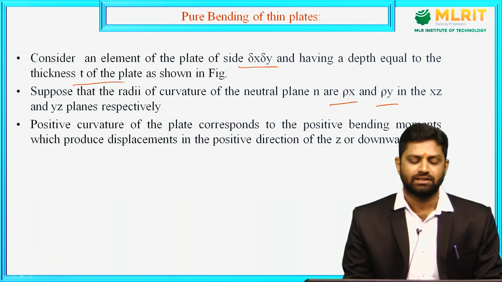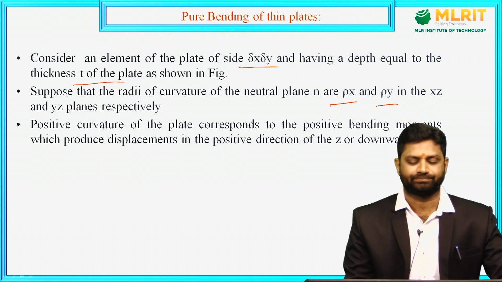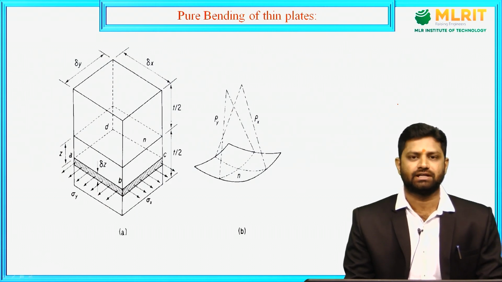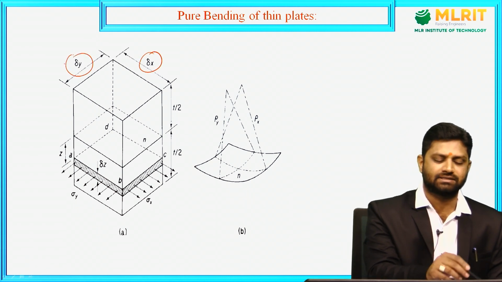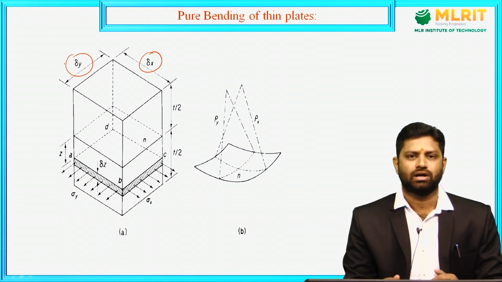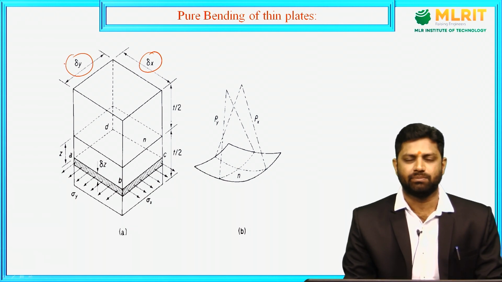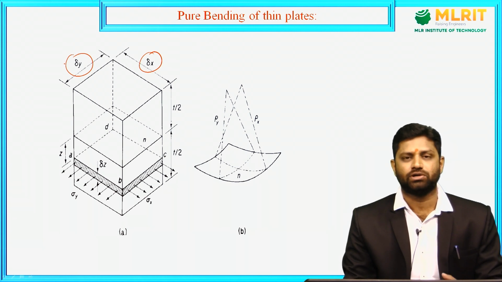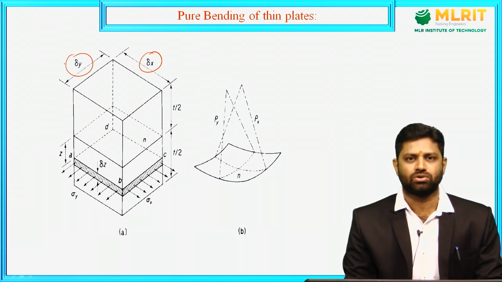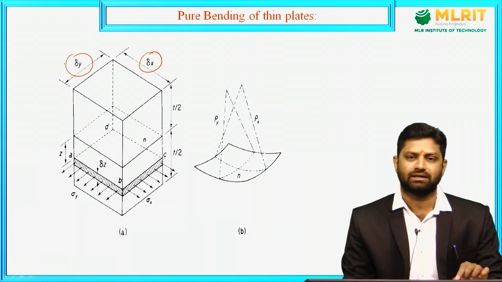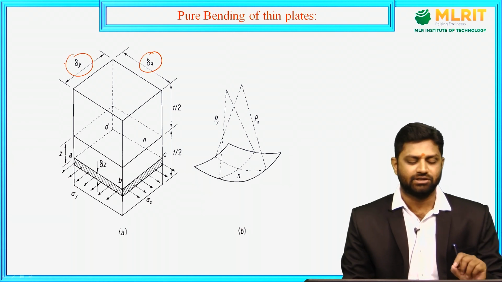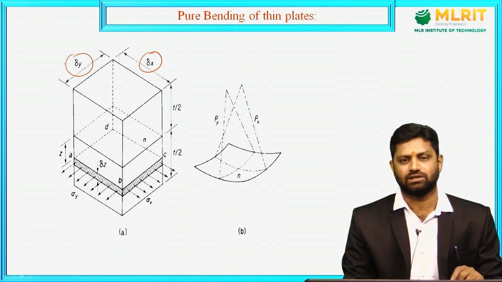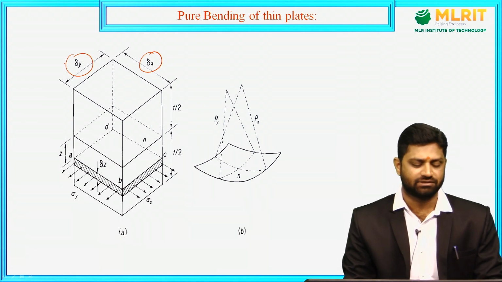Now let's see these elements in a diagrammatic manner. This is the element we considered, with sides delta x and delta y. For analysis, this diagram is very important because we are going to write the equations from the diagram itself. So it's very important to clearly understand this diagram: how we are considering the plate dimensions, the element, the neutral axis, and how we are going to consider the stresses. We have to observe all of this in this diagram.